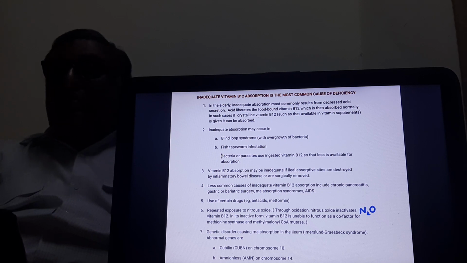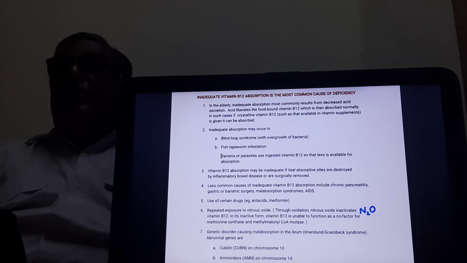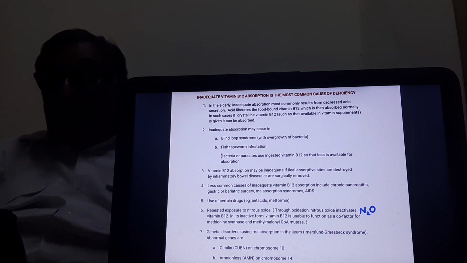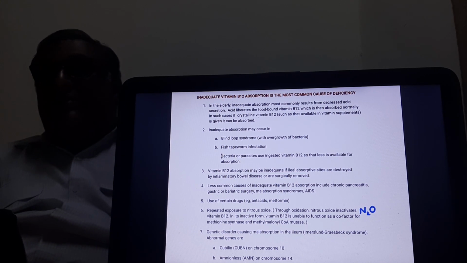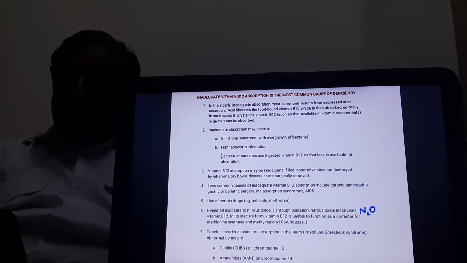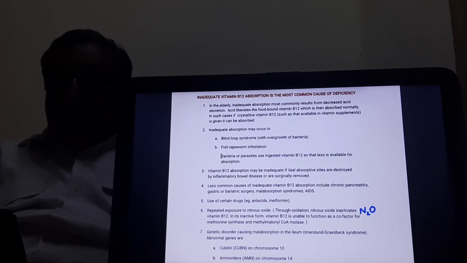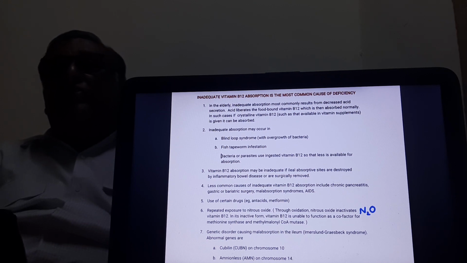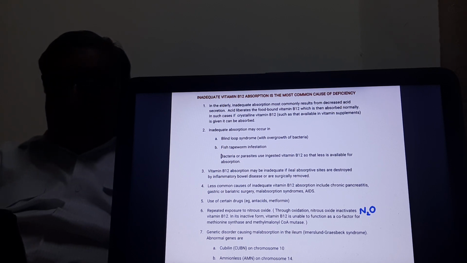Then if there is chronic pancreatitis, that also can lead to vitamin B12 deficiency. Then use of certain drugs like antacids can reduce the acidity, and metformin also can reduce the absorption of vitamin B12. Repeated exposure to nitrous oxide: nitrous oxide converts vitamin B12 into an inactive form. So therefore, it also leads to a kind of defect of vitamin B12.